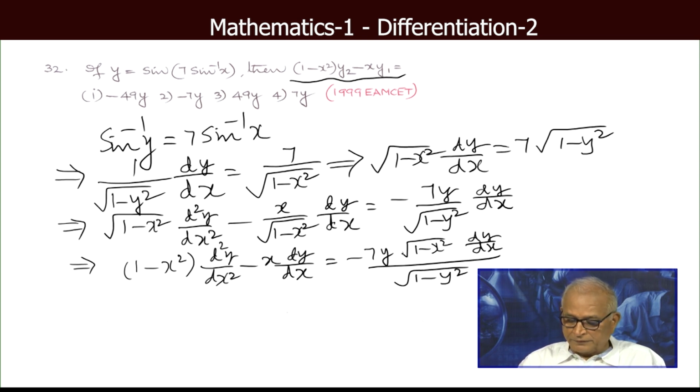This part, root of 1 minus x square into dy dx, is 7 times root of 1 minus y square. So when you replace root of 1 minus x square into dy dx by 7 times root of 1 minus y square, root of 1 minus y square cancels and we get minus 49y.